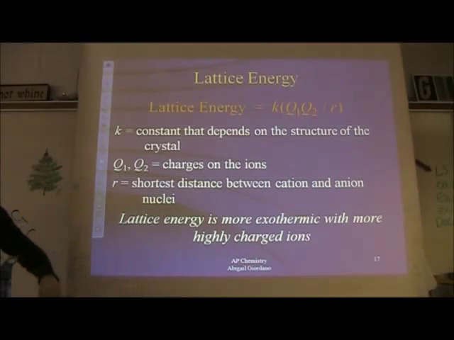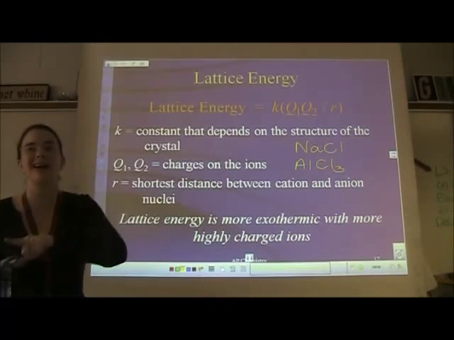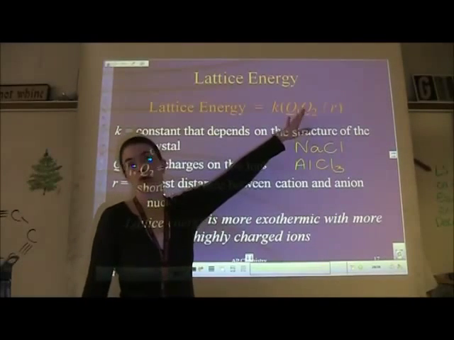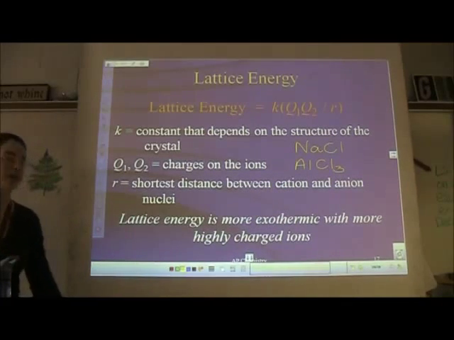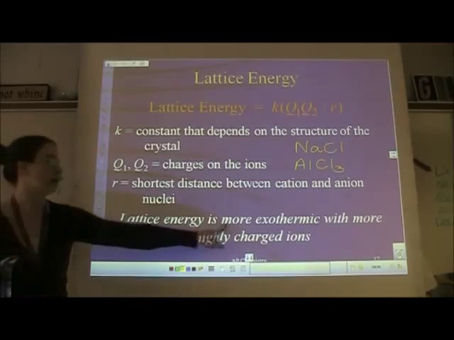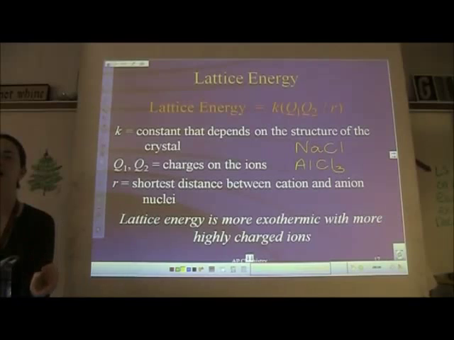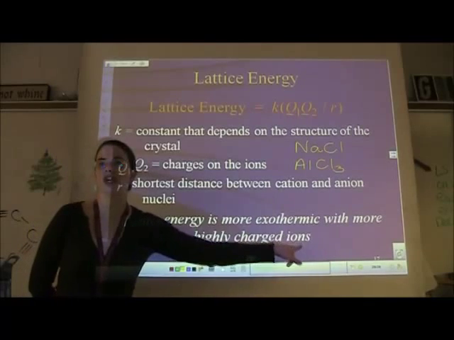If I had that example, again, that sodium chloride versus aluminum chloride, and the question said, which compound has the more negative lattice energy? You would say aluminum chloride because, don't show this equation, or you don't have to. You don't even have to say anything about multiplying the charges. This is what you say. Aluminum chloride would have the more exothermic lattice energy because it contains the more highly charged ion.